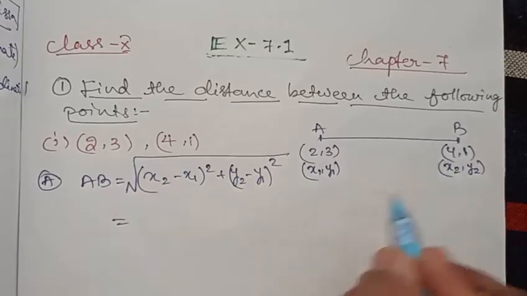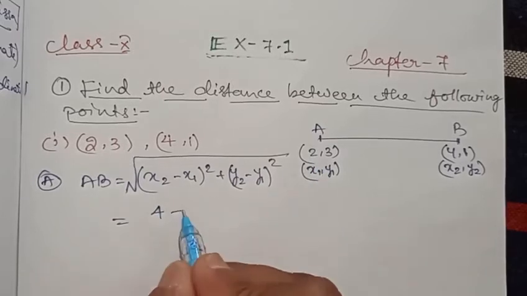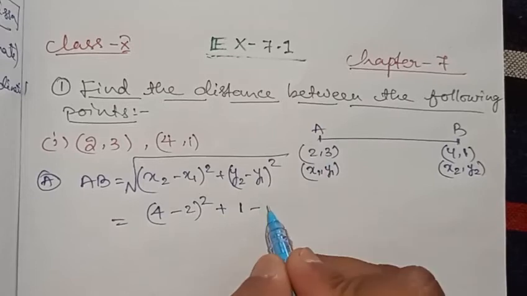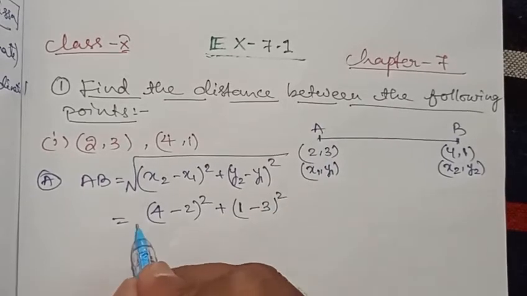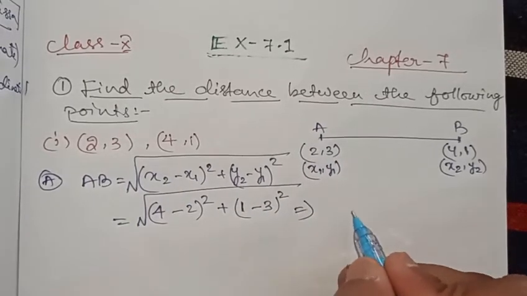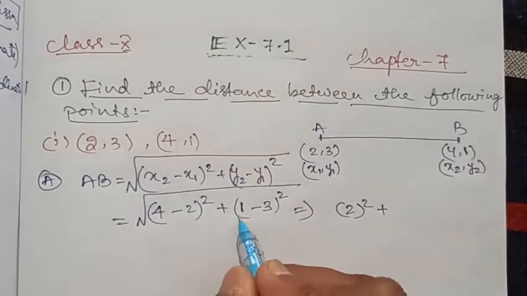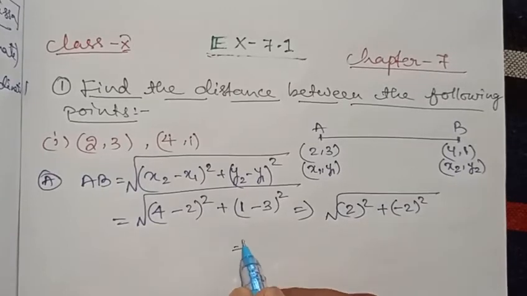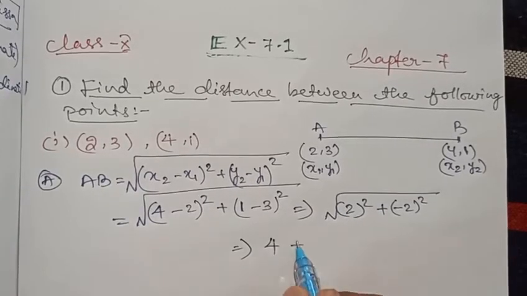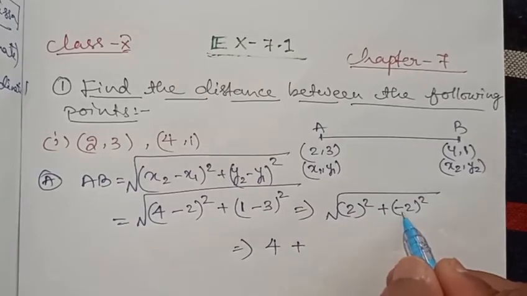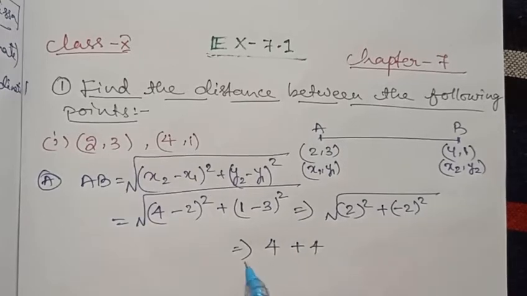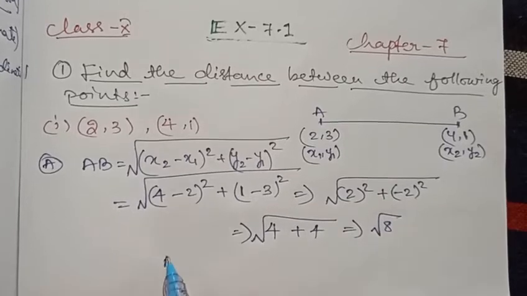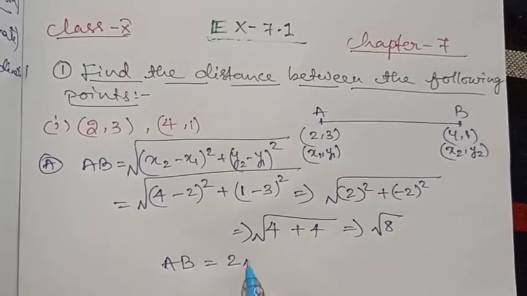x2 is 4 minus 2 whole square plus y2 is 1 minus 3 whole square, under the square root. 4 minus 2 is 2 square, plus 1 minus 3 is minus 2 square. 2 twos are 4, and minus 2 squared, 2 twos are 4 again. 4 plus 4 is 8, square root 8. So the distance AB is 2 root 2.